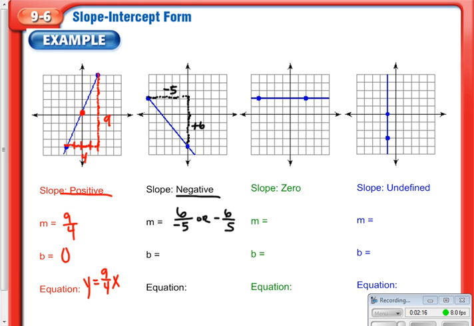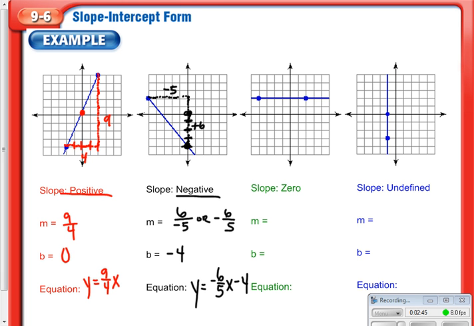Your intercept, b value, well, it intercepts down here, and that's from your origin. So here's your origin. So I move down 1, 2, 3, 4. It intersects that y-axis at negative 4. My equation, y equals negative 6/5 x, because your slope is next to x, minus 4.